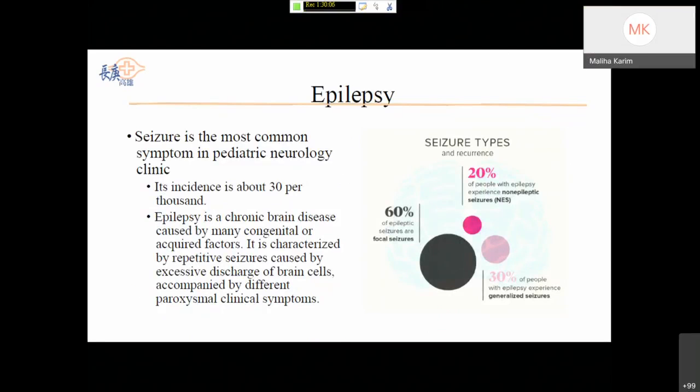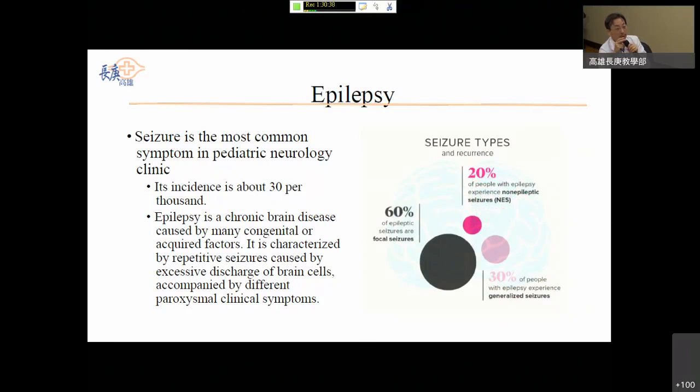Neurological disease. The most commonly seen neurological disease in childhood is epilepsy, okay? Epilepsy will present with seizure, okay? And there are three different types of seizure, okay? The first type, about 20% of seizure type, is non-epileptic seizure.